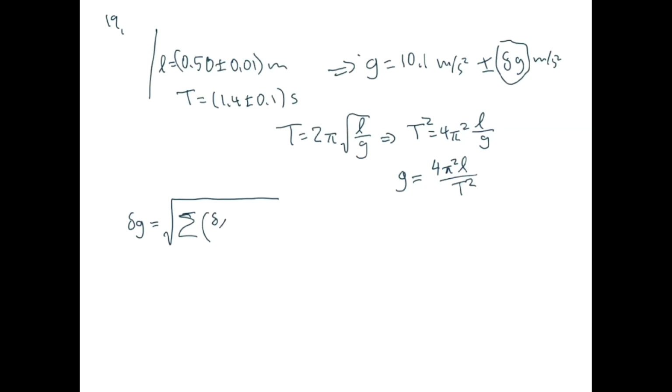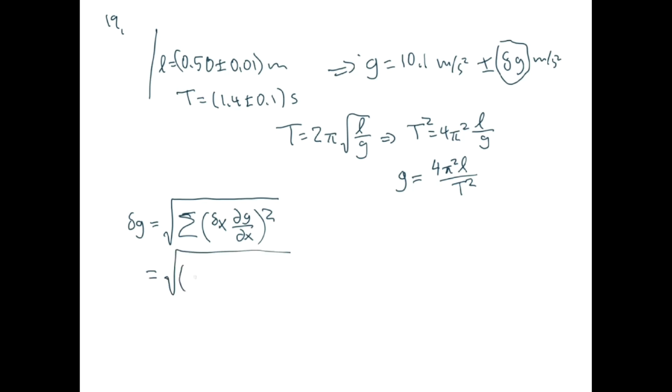Delta x times partial G partial x, squared. So for each variable x that delta G depends on, we're going to add up their uncertainties, square them, and square root the whole thing. This is just a result of linearity of variance. If you've taken statistics, this is just linearity of variance.